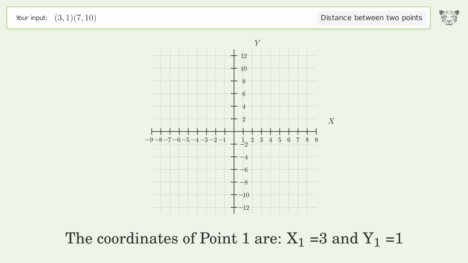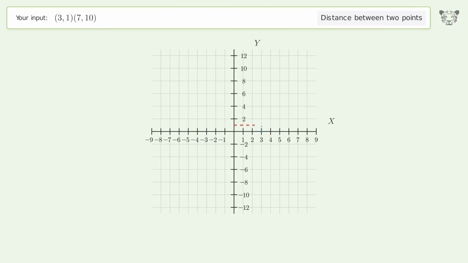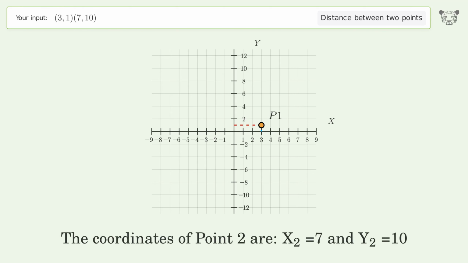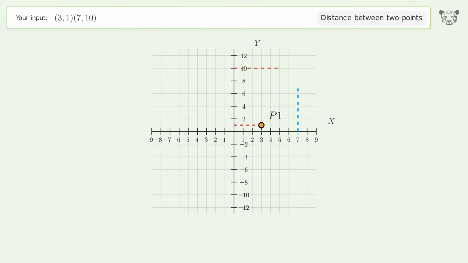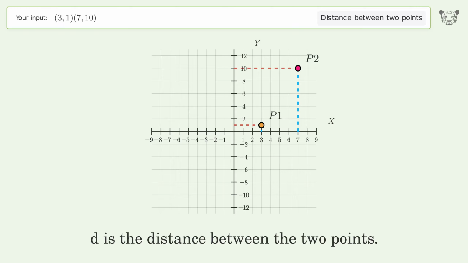The coordinates of point 1 are x1 equals 3 and y1 equals 1. The coordinates of point 2 are x2 equals 7 and y2 equals 10. D is the distance between the 2 points.